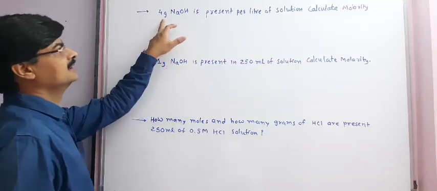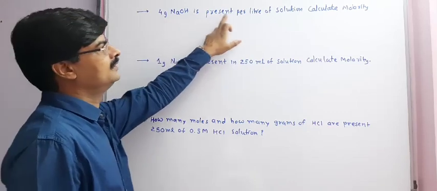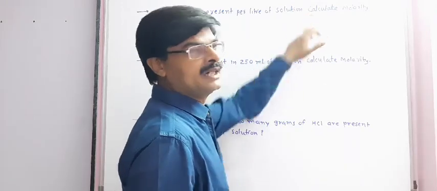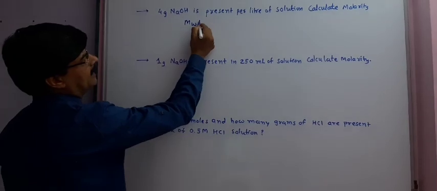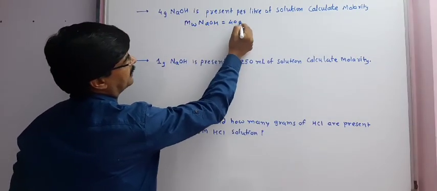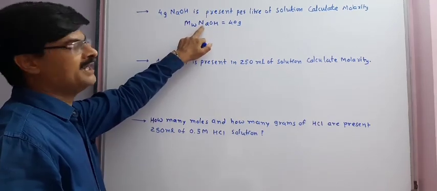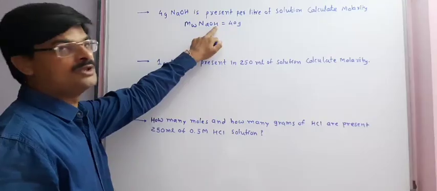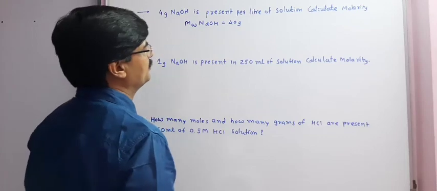In the first question, 4 gram sodium hydroxide is present per liter of solution. We have to calculate molarity. First of all, molar mass of NaOH is equal to 40 gram. Atomic mass of sodium is 23 gram, of oxygen it is 16, and of hydrogen it is 1. So on adding we will get 40 gram or 40 unified mass.